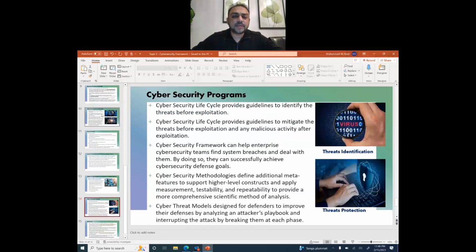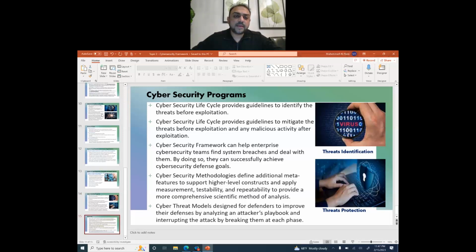The next one is the cybersecurity program. Cybersecurity provides guidelines to identify threats before exploitation, and the cybersecurity framework basically helps us mitigate those steps.